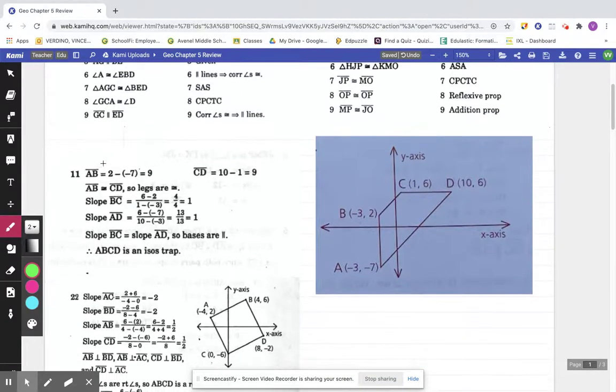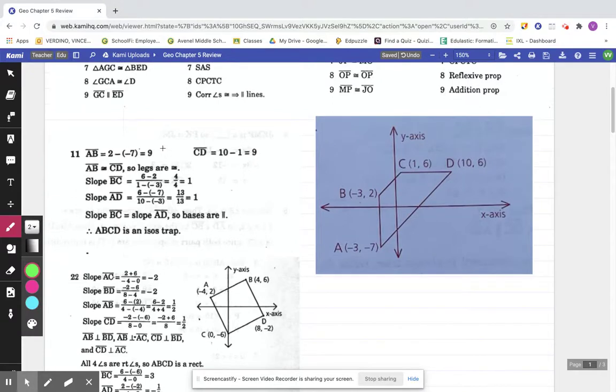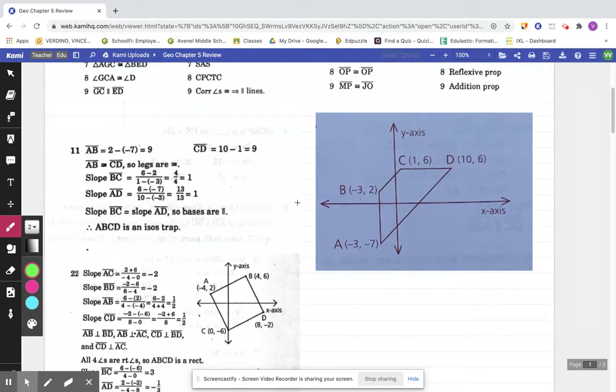For number 11, it's actually not proving anything. It's just stating, or proving actually, that ABCD is an isosceles trapezoid. Here's a picture from the textbook. You're going to have to use the slope formula to figure out the slope of BC, AD, and BC. And that will determine if it's an isosceles trapezoid or not.